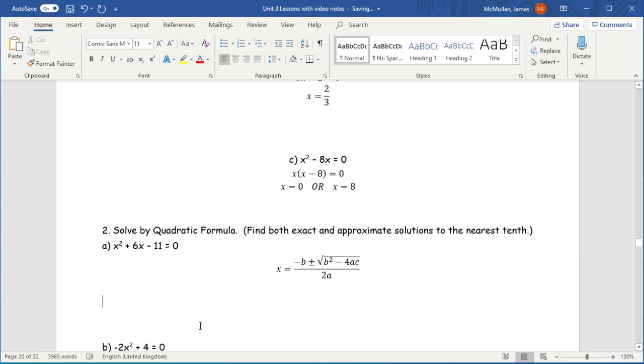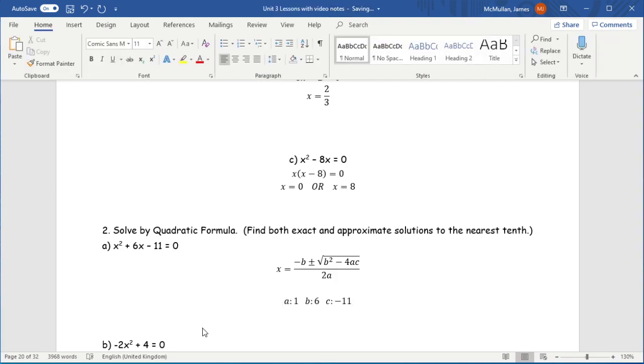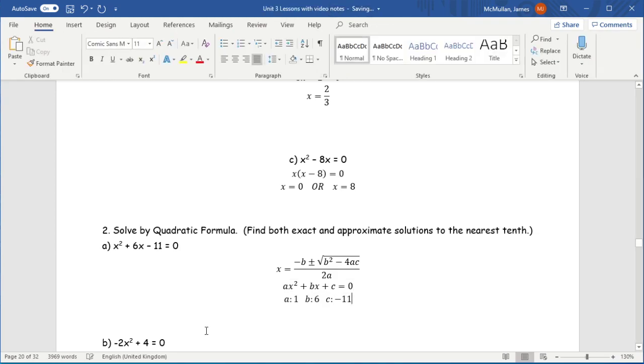So to do this, what we're going to do is look at the equation we have. The equation I have has a is 1, b is 6, c is negative 11. Remember that the standard form of a quadratic is ax squared plus bx plus c equals 0. So in our case, the a is 1, the number in front of the x squared, the b is 6, and the c is negative 11.